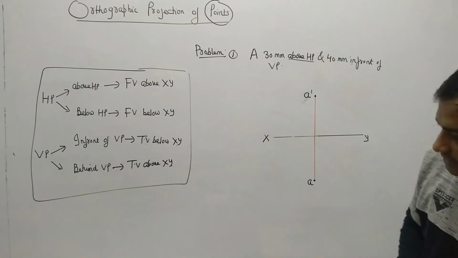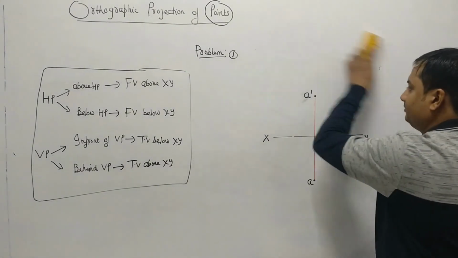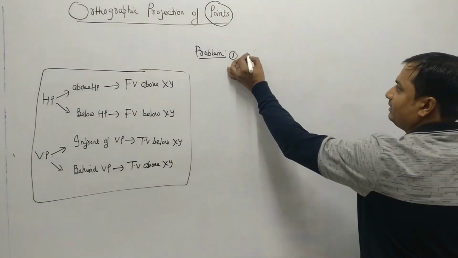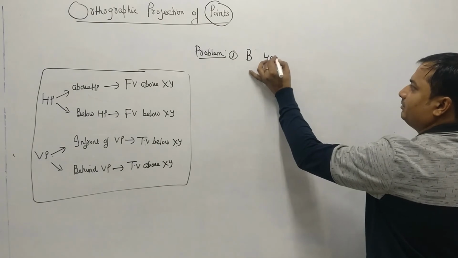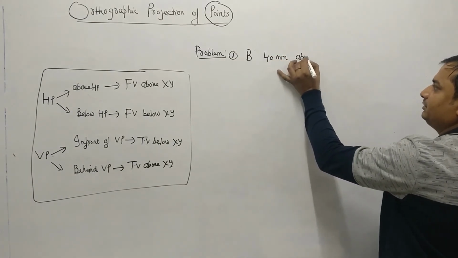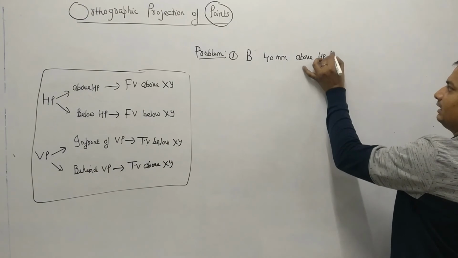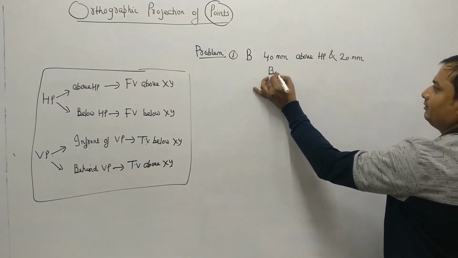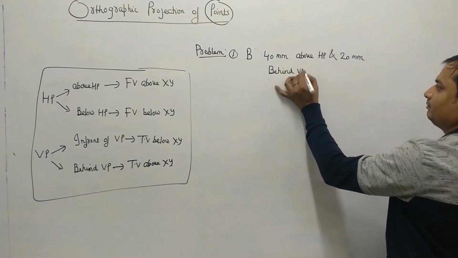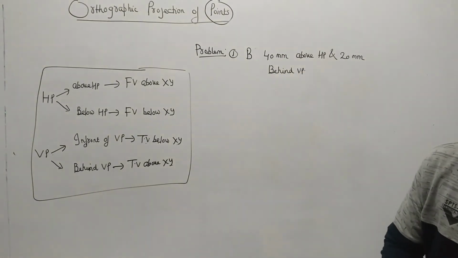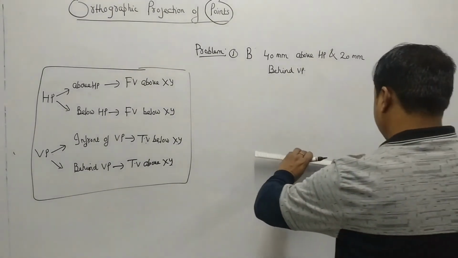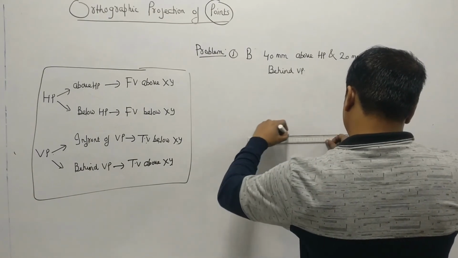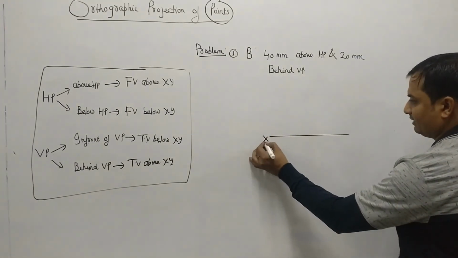If I just take the second column, like point B, it is given to you now 40 mm above HP and 20 mm behind VP. So now what is going to happen? Again, start with the XY line. So draw reference axis XY.